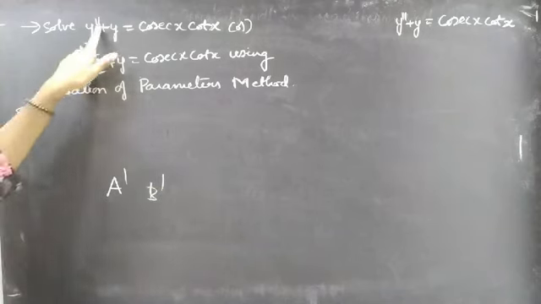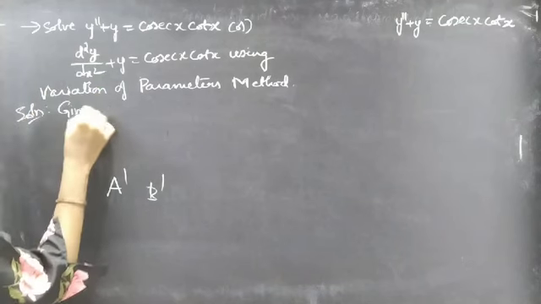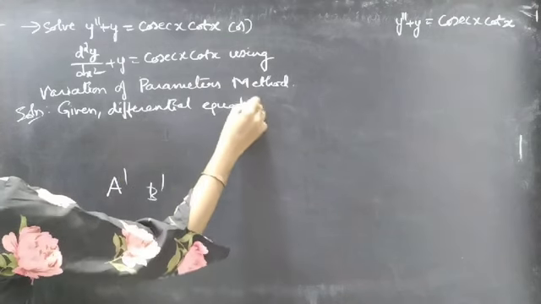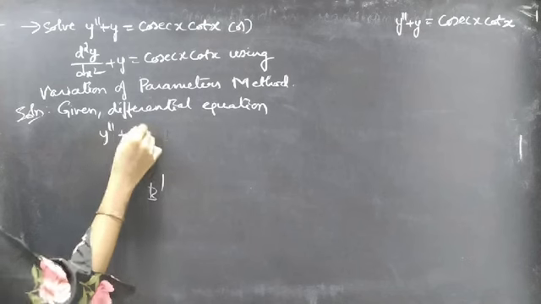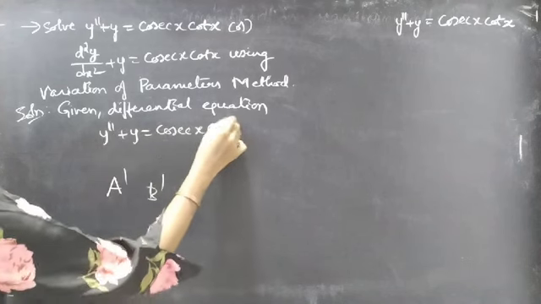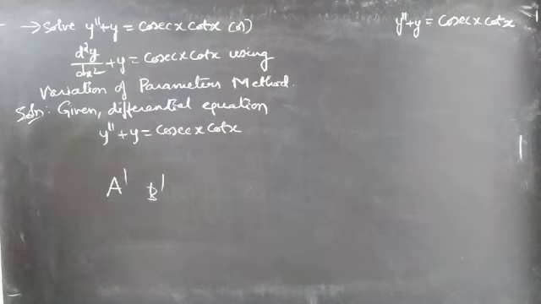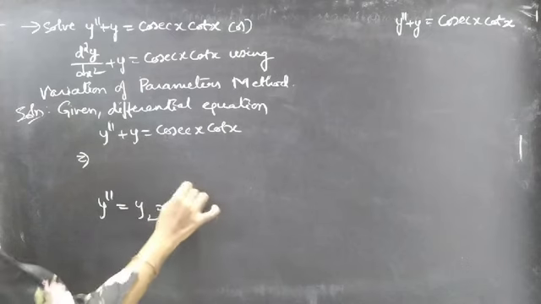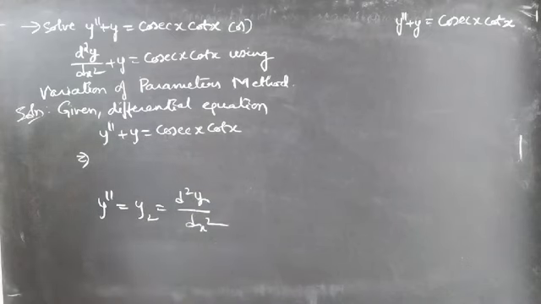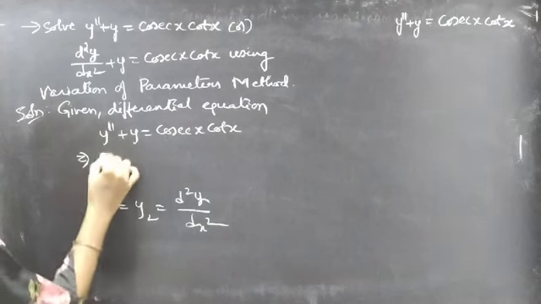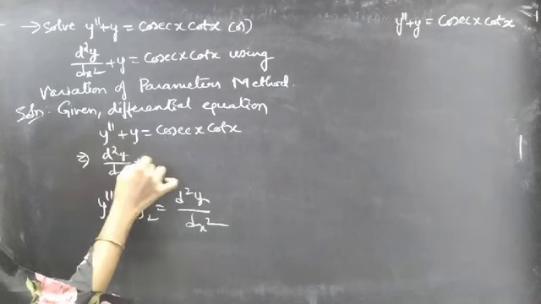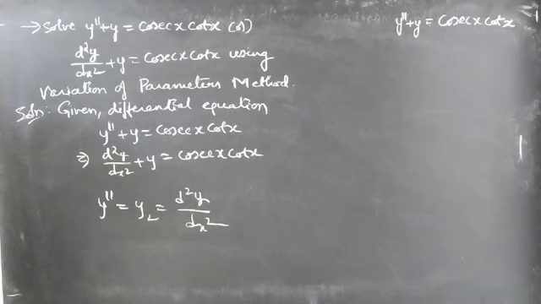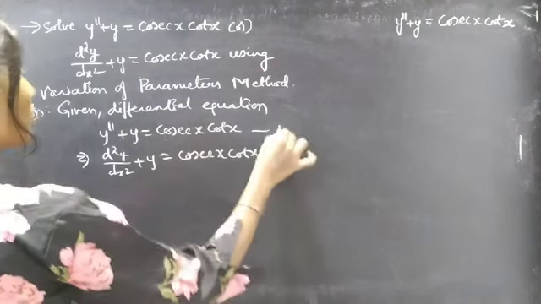Here we are given a differential equation of order 2: y double dash plus y equal to cosecant x into cot x. We know that y double dash is the second derivative of y with respect to x, so we can replace y double dash with d square y by dx square. Then d square y by dx square plus y equal to cosecant x cot x. Consider the given equation as equation number 1.